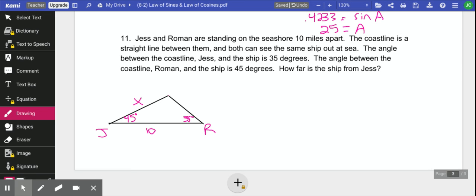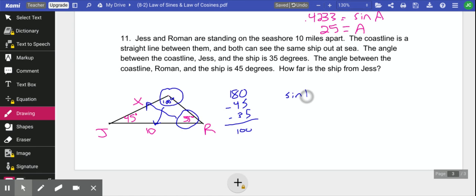This is a nice problem because we don't have to solve the whole triangle. We can use law of sines if we know an angle and a side pair. Now we don't know the side across from 45, but this we could use. Oh, we could find that angle because remember, that angle up there is just going to be 180 minus 45 minus 35. So that angle is 100 degrees. Okay, so this is great. We can use law of sines for this.